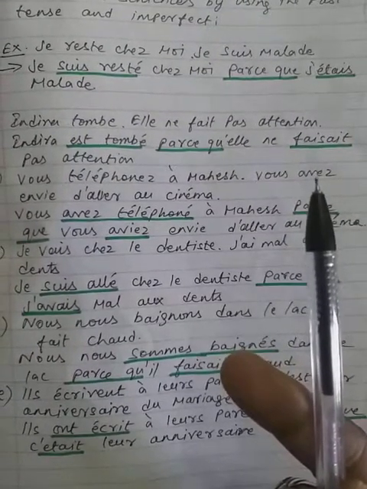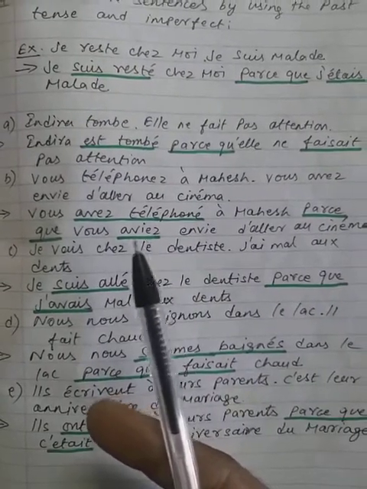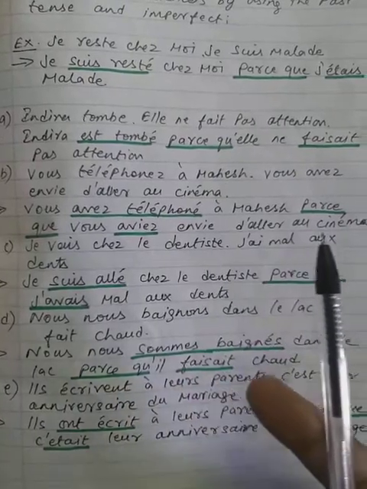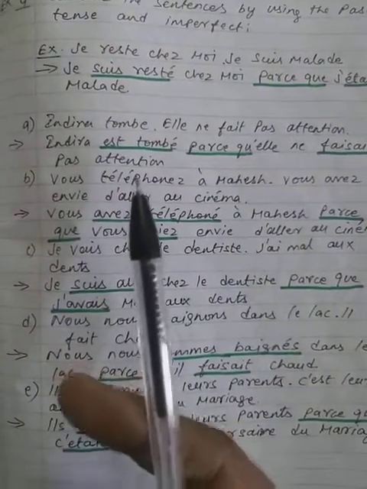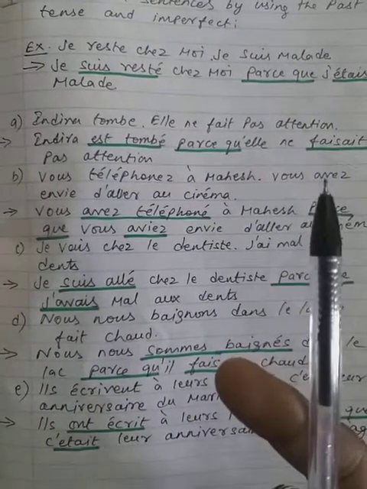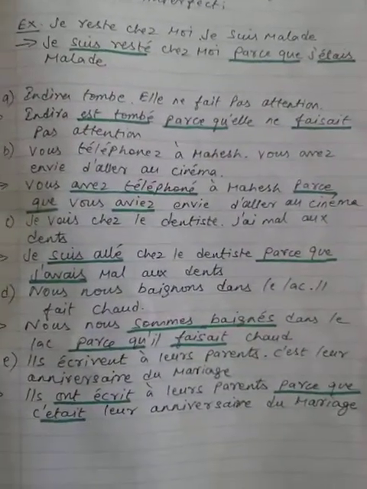Nous avons AVONS. So if you cut the ONS, what is remaining? AV. Then add the endings according to the subject. IZ. Vous avez envie d'aller au cinéma. What you have to do: put the first verb in passé composé, then in the second turn you put the first verb in imperfect, then continue the remaining sentence. That's all you have to do.